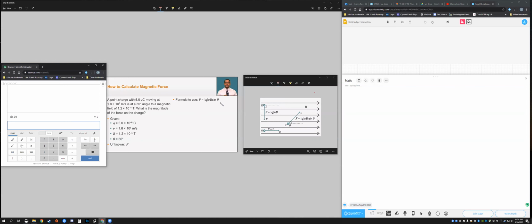Because if the angle is less than 90, if I change it to 75, I now have a number less than 1. So now I'm going to get less force than I could have if they were perfectly perpendicular. And it's going to keep going down all the way until I get to 0. If it's at a 0-degree angle to the magnetic field, it's going to experience 0 force. Right here, this charge is at a 0-degree angle to this magnetic field. They're parallel to each other. They're going the same way. So this magnetic field does nothing to this charge.